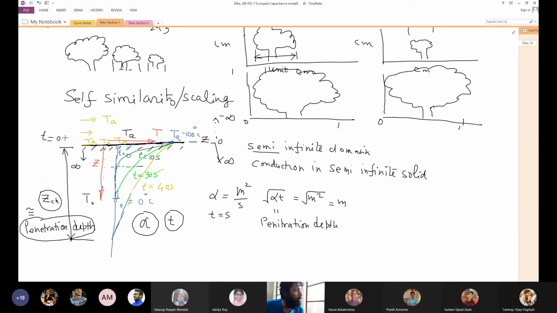So, do you have any question? Please feel free to ask. All ideas are built on the previous ideas. So, the characteristic X we did for this. If you remember and understand this correctly, you will be able to understand that penetration depth is square root alpha t.